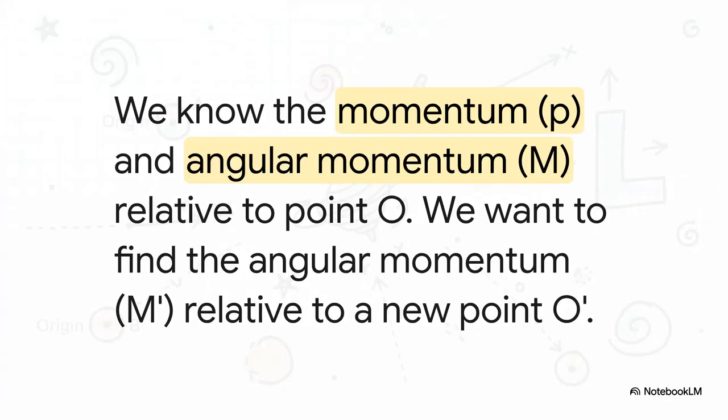So here's our mission, plain and simple. The problem tells us that we know two things to start with: the system's total linear momentum, p, and its total angular momentum, M, both measured from some point O. Our job is to find the new angular momentum, M prime, as seen from a different point, O prime. And we'll just say the vector that takes us from our old origin to the new one is r naught.